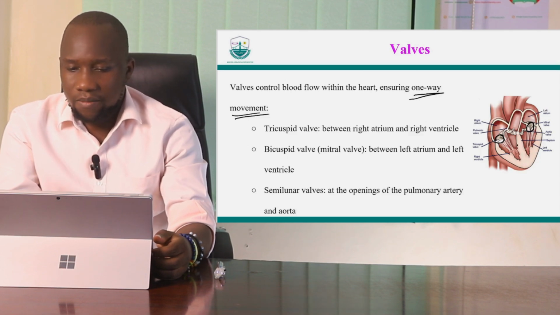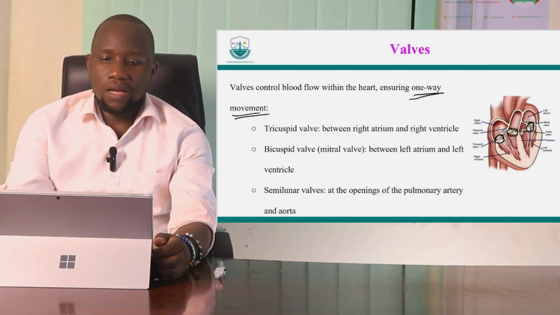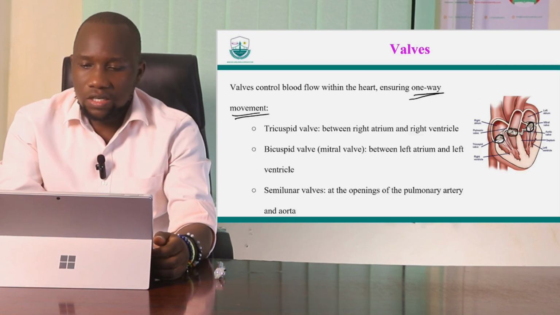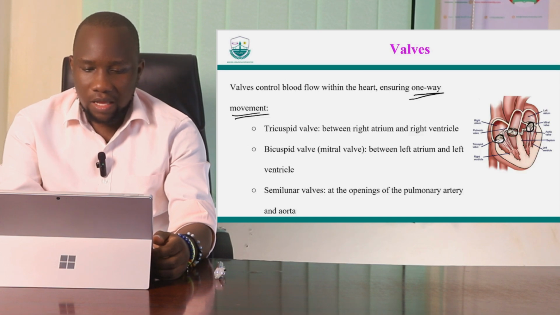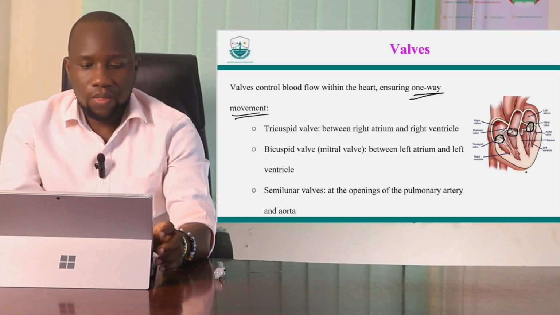Another type of valve is the pulmonary valve, or we can call it the semilunar valves, which are found at the entry of the pulmonary artery and also the aorta.